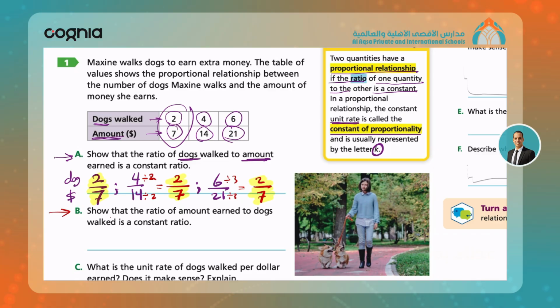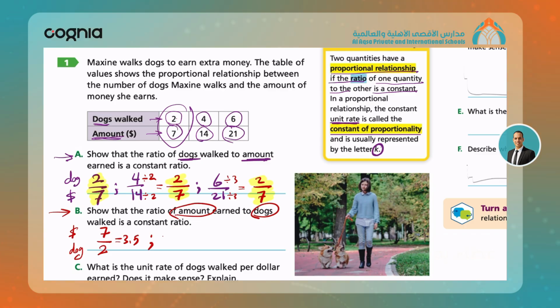Question B. Show that the ratio of amount earned to dogs. So here, guys, it seems to be the opposite. Okay, so we need to divide not the 2 by the 7. No, we need the money divided by the number of dogs. So instead of dividing 2 by 7, we divide the money first. So 7 divided by 2, or 7 over 2, which is actually equal to 3.5.